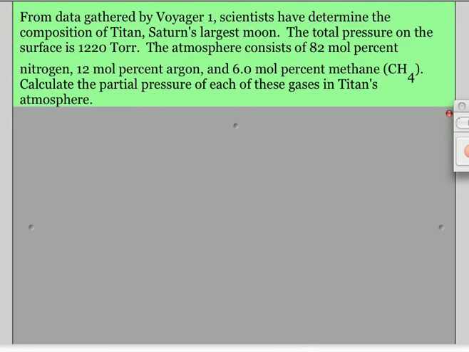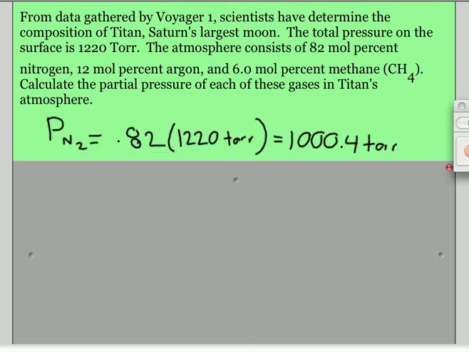apparently we went to Saturn's moon again, Titan, and they said that on the surface, there's 1,220 torr of pressure. And they also said the atmosphere is a mixture of gases, and there's 82 mole percent of nitrogen, 12 mole percent of argon, and 6 mole percent of methane. And we want to know how much methane, how much argon, and how much nitrogen there is. So if I want the pressure of nitrogen, they told me it was 82%, which mathematically is 0.82, and I multiply that by my total, and that means there's that much pressure of nitrogen on the surface of Saturn's largest moon. And then I just keep doing that for all of my different gases.